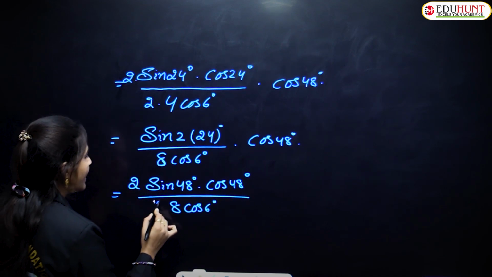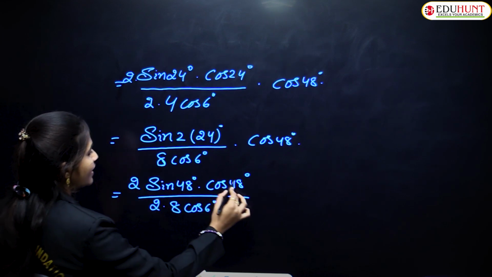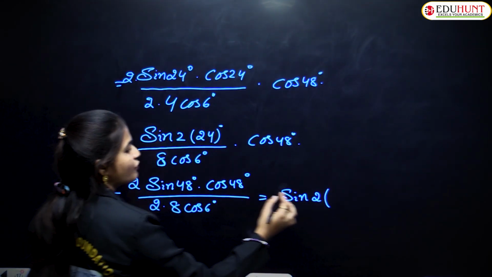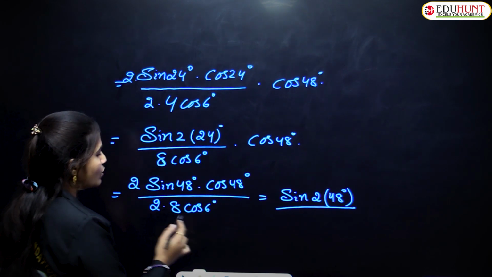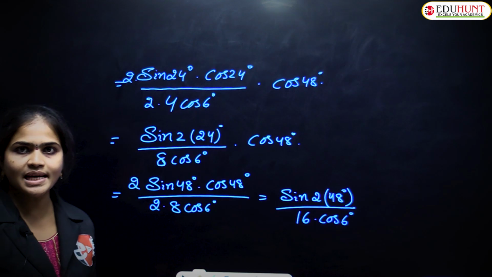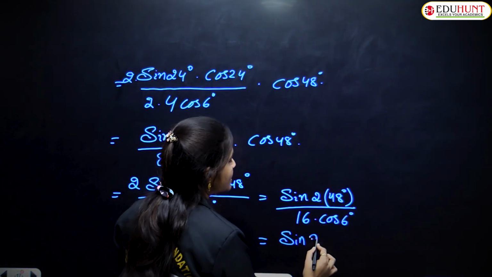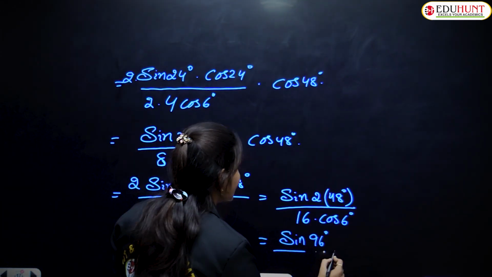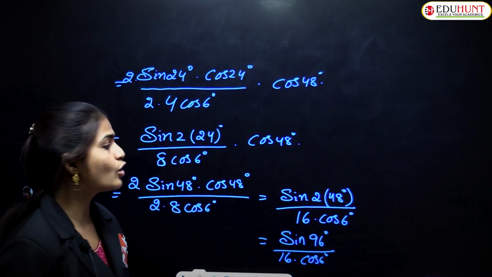Now here again sin theta cos theta. So again divide and multiply with 2. So 2 sin theta cos theta is sin 2 theta. In place of theta here we have 48 degrees, no? So sin 2 theta by 8 into 2, that is 16 cos 6 degrees. Understand? So sin 2 into 48 is sin 96 degrees, whole by 16 into cos 6 degrees.